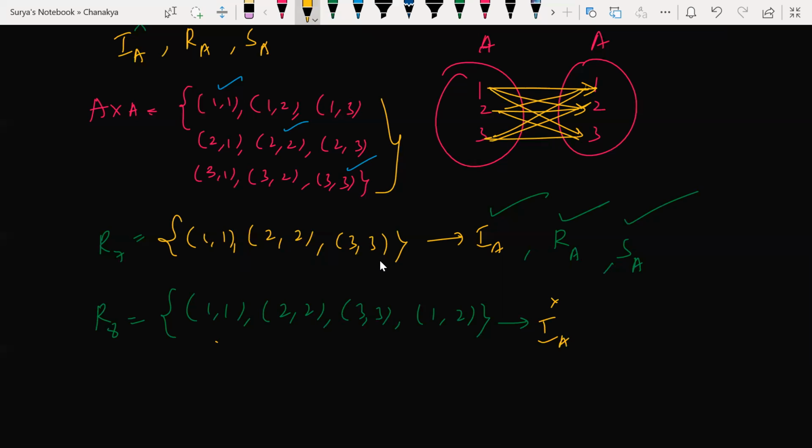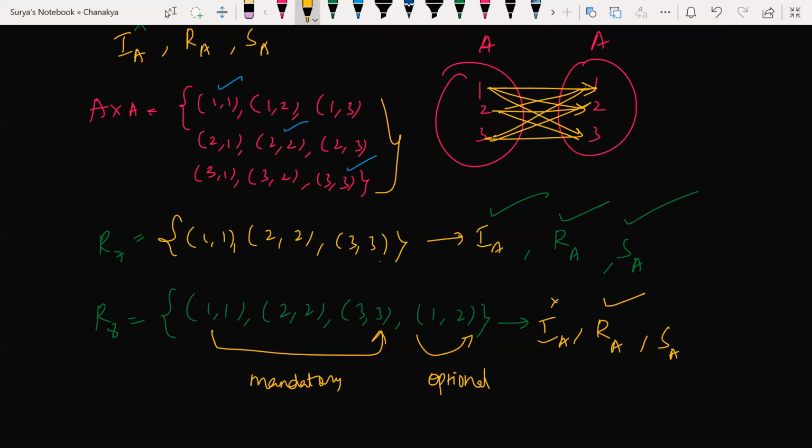Why? Because only doublets should be there. Why is this extra element coming here? Other than doublets, you have other elements, so it is not an identity. Reflexive is what? It is reflexive, because the doublets are mandatory. Now the rest is optional. Other elements may or may not be there. So it is still reflexive. Symmetric, check whether it is symmetric or not.